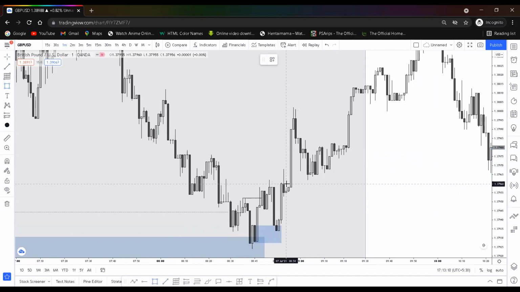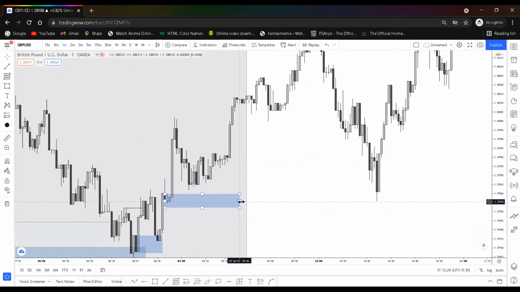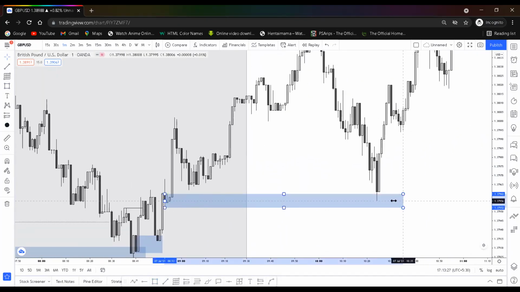What I did was like this. I understand. This stop loss was too small. You see, right to the people. Oh wow. Cool. See that?